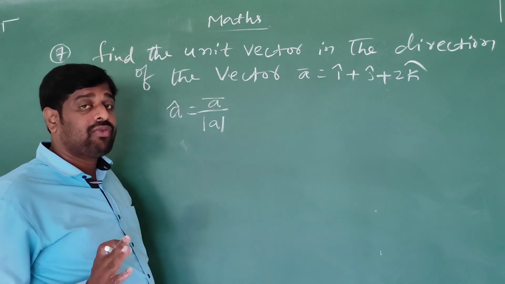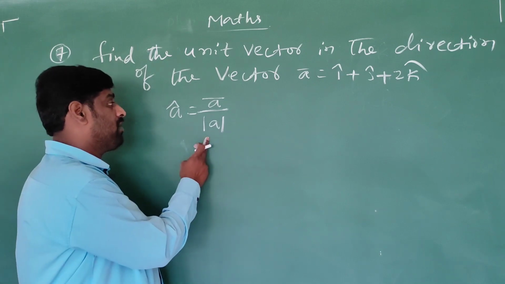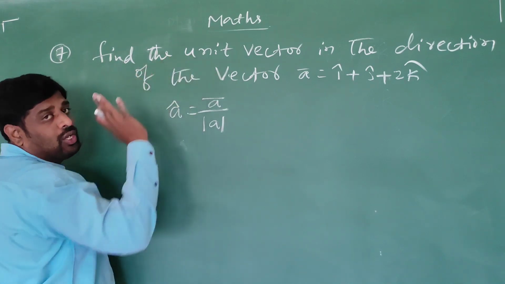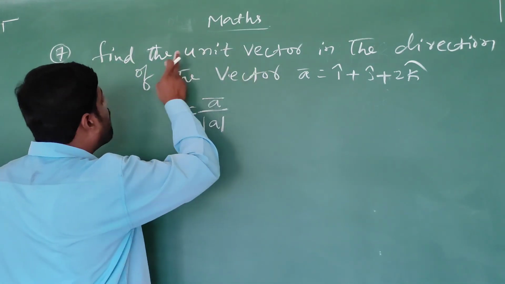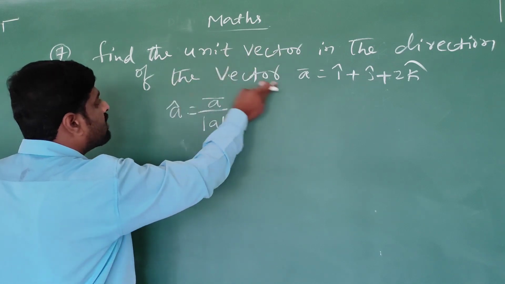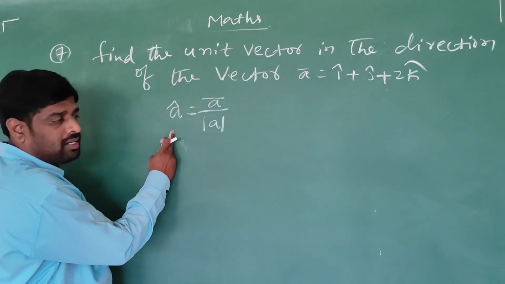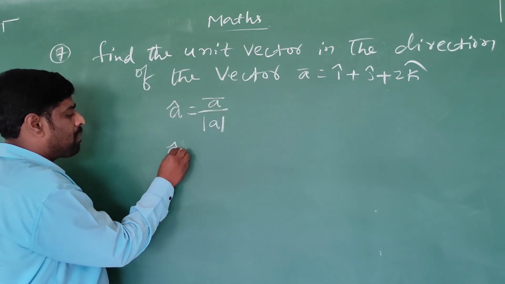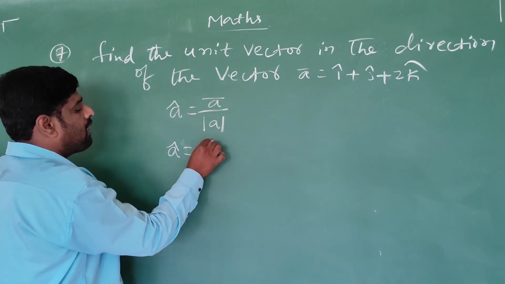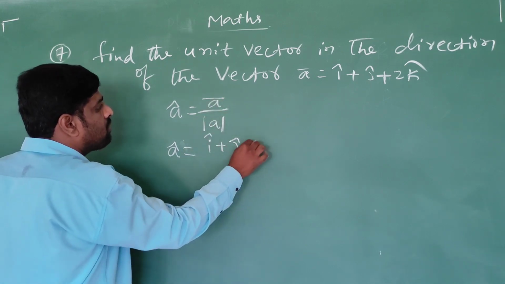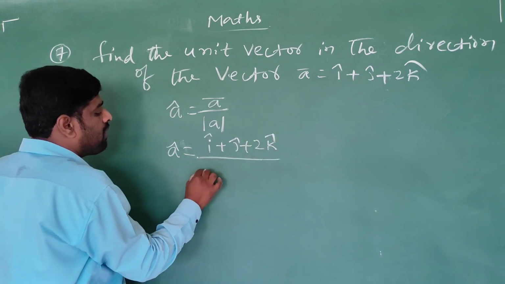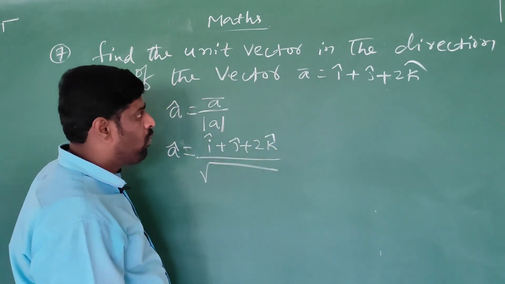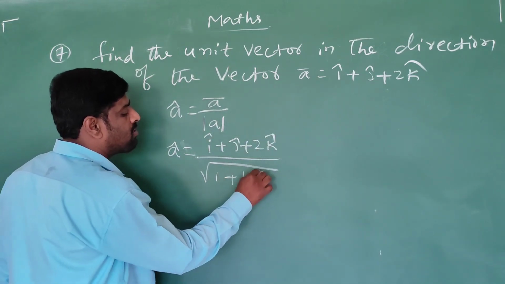Next, "find the unit vector parallel to the vector" means I will take plus or minus. Here they are asking only the unit vector. So the vector is given, I want to find the unit vector in the direction of the vector. That is a cap is equal to a bar divided by magnitude of a bar. That means a cap is equal to, what is a bar? i cap plus j cap plus 2k cap divided by square root of magnitude of a bar, that is the coefficients 1 square plus 1 plus 4.